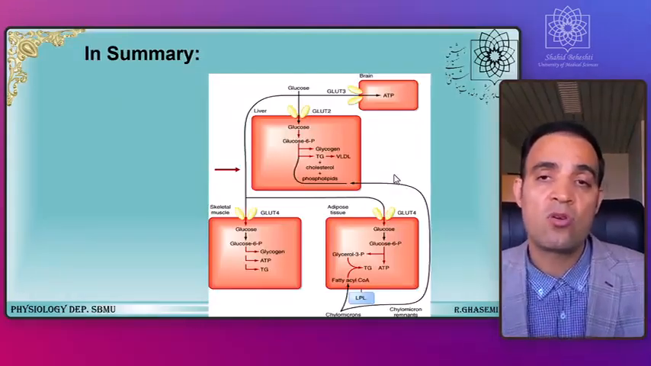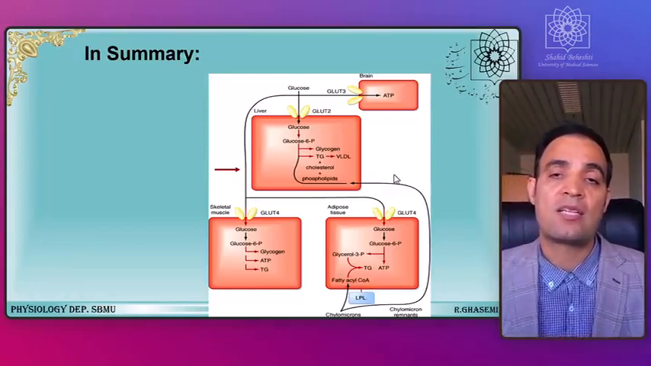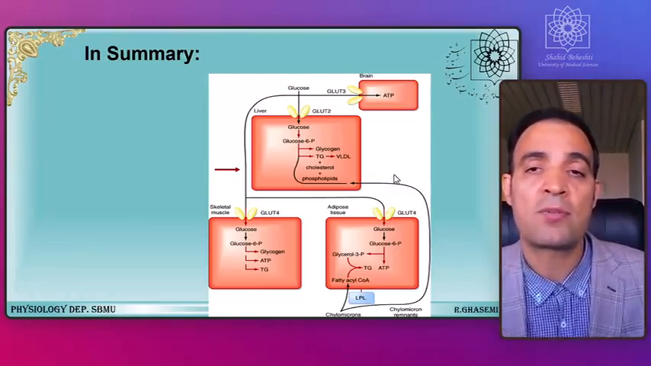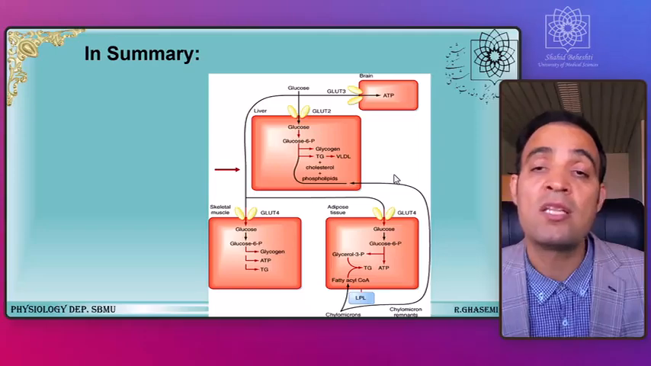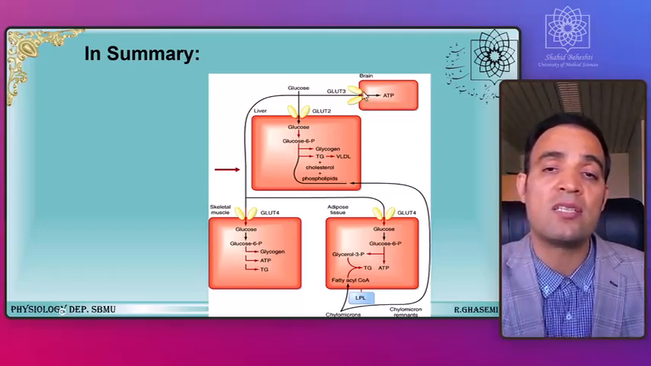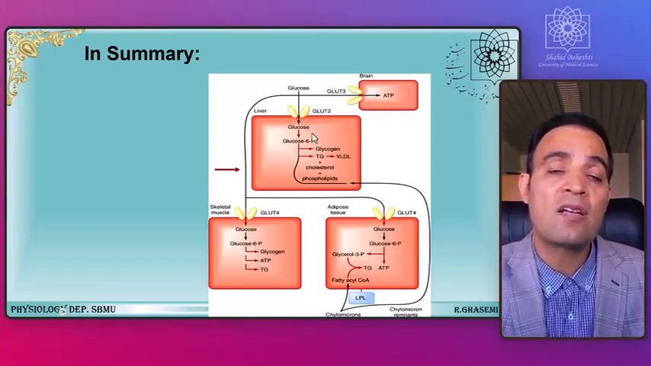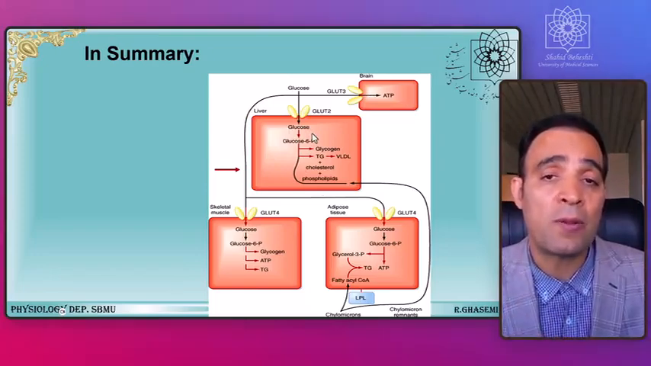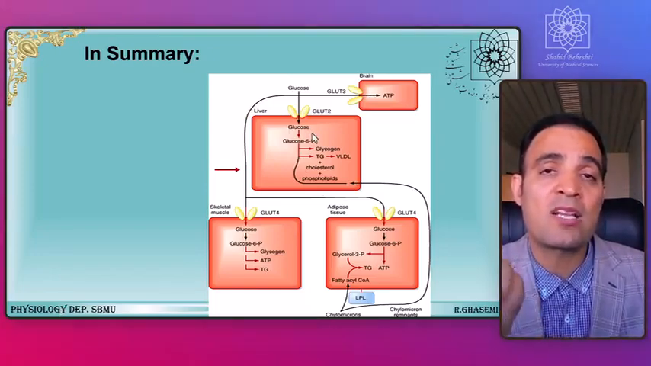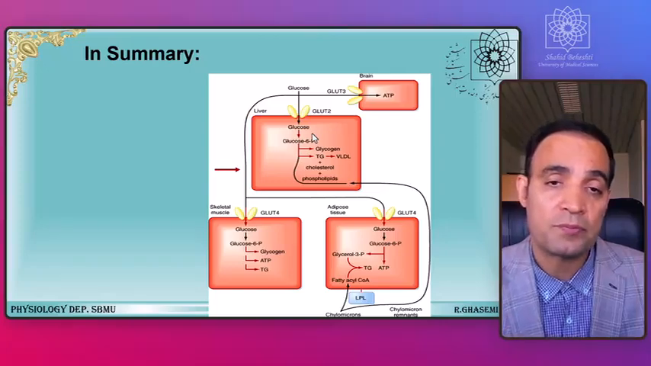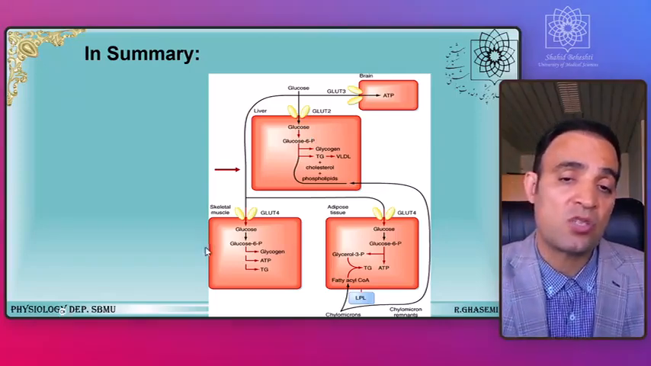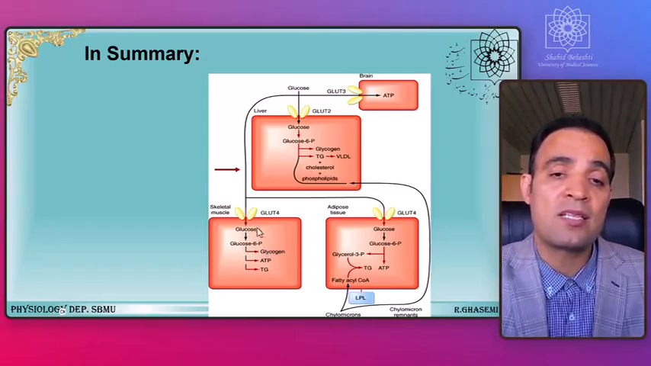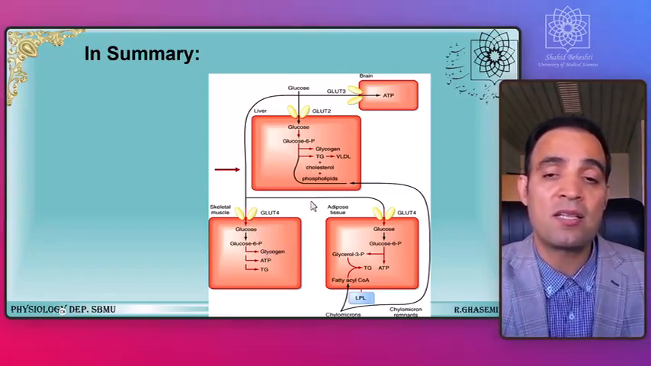And this figure shows the summary. As you can see, glucose uptake by the brain is insulin independent because it is by GLUT3. In the liver, glucose uptake is insulin independent because it is uptake by GLUT2. But in the adipose tissue and muscle cell, it is insulin dependent because it is GLUT4.